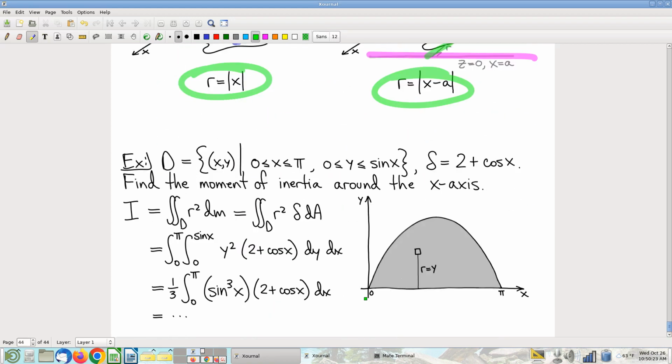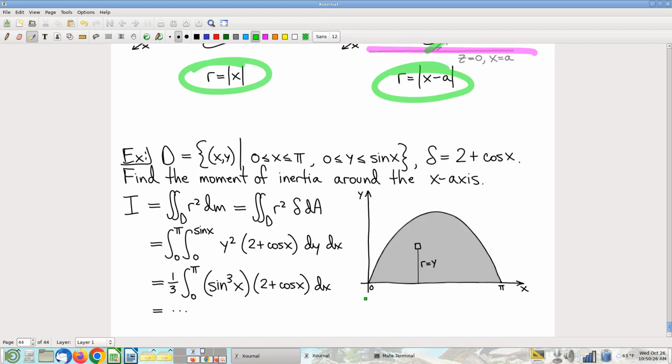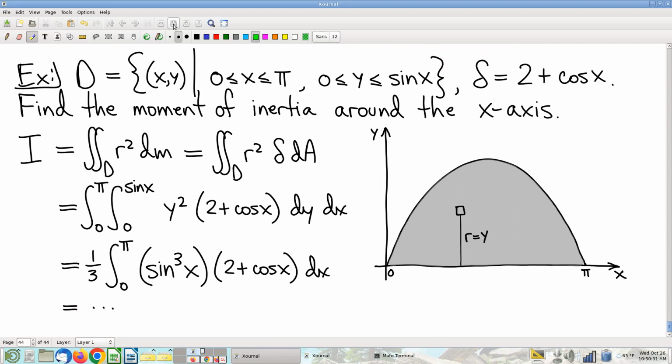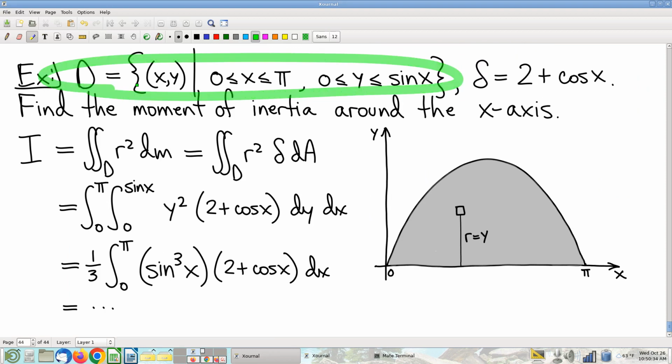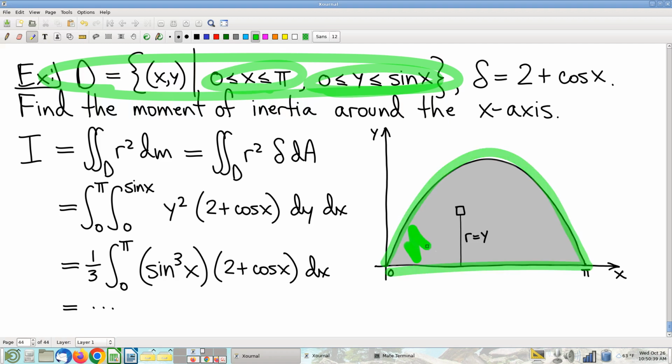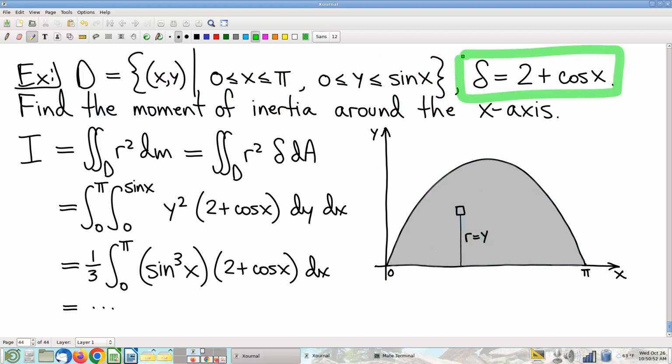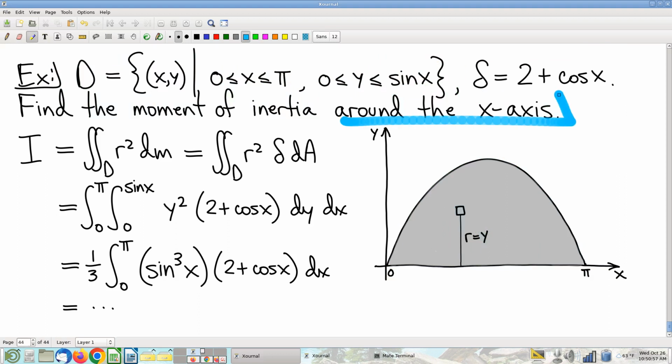Okay, all right, so as an example, let's compute the moment of inertia of this thing. Our region is y between 0 and sine x, where x is between 0 and pi, and that's this thing right here. And notice now we have a non-constant density, so that's going to play in. The question is to find the moment of inertia around the x-axis. So there's our axis that we're rotating around.